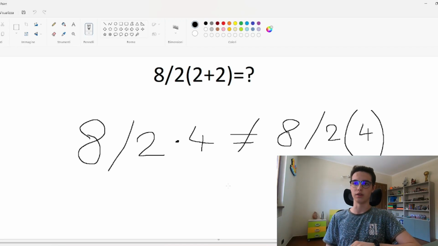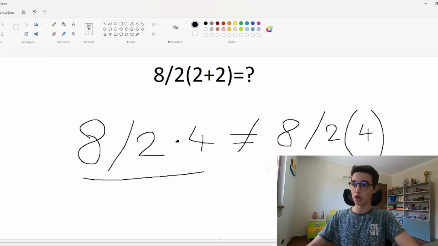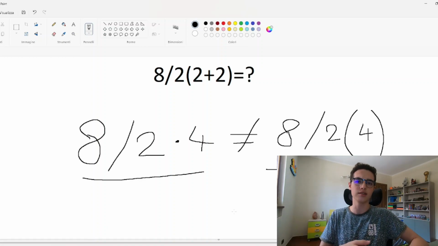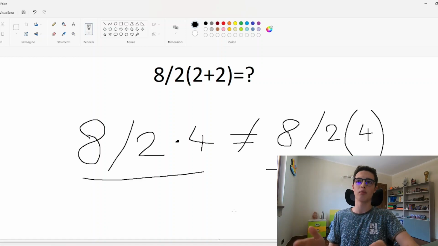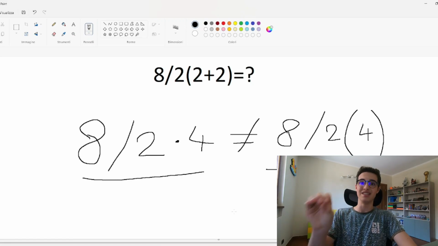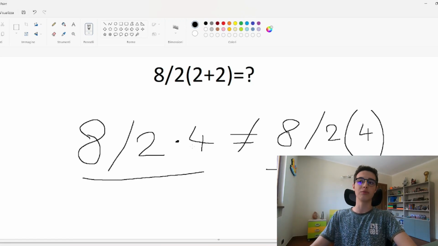This is really important, guys. Like in every other equation, this one thing is not equal to this one thing. So multiplications are not equal to brackets or parentheses. Obviously, we're gonna solve the equation in the brackets, but the result is gonna be there. And it's not the same as the multiplication.